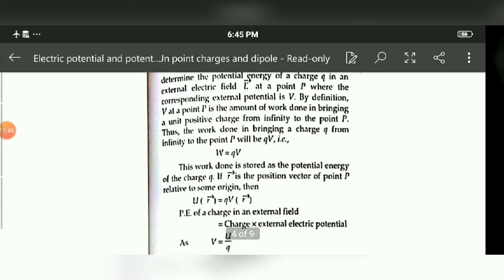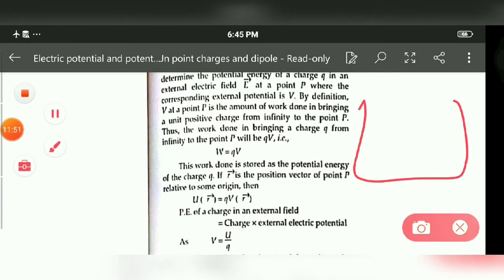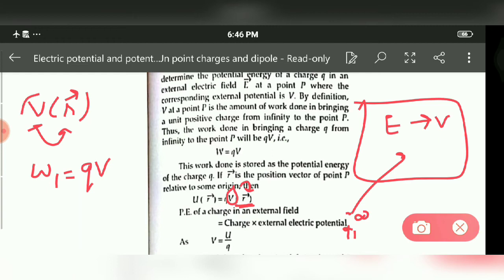Suppose there is a field which is offering a potential V. So to bring charge 1 from infinity to the field, we have to do work. W1 is equal to charge into potential, V of R, where the vector R represents that V is a function of R, meaning V varies with R. As we know, V is equal to K Q by R. So V is inversely proportional to what? R. So it's a function.